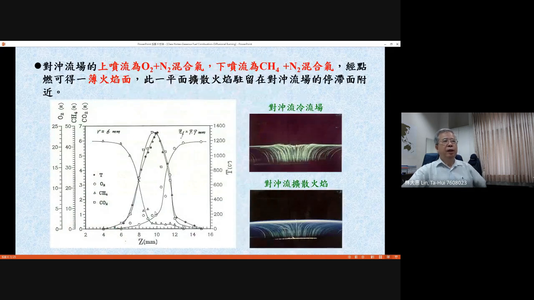For example, this is a typical, very nice experiment. And this figure shows you the flow visualization for the cold flow of the opposed jet.